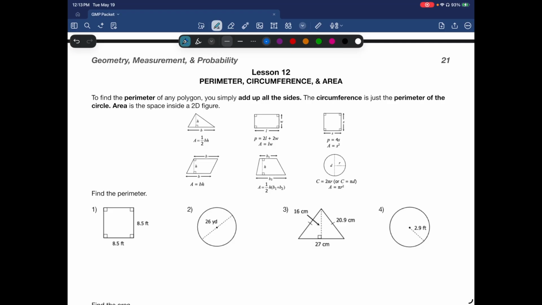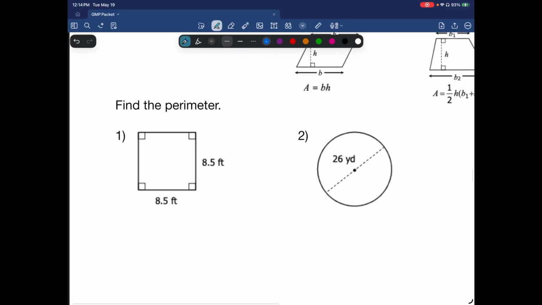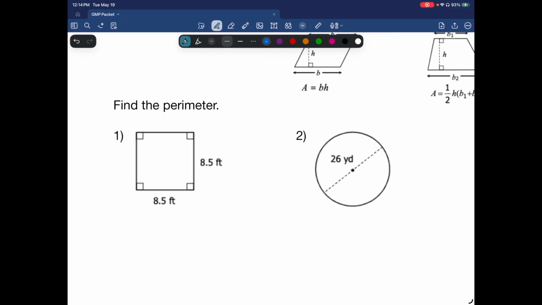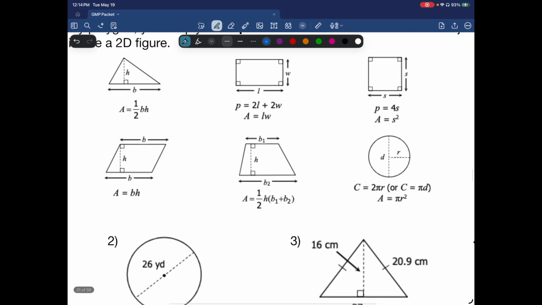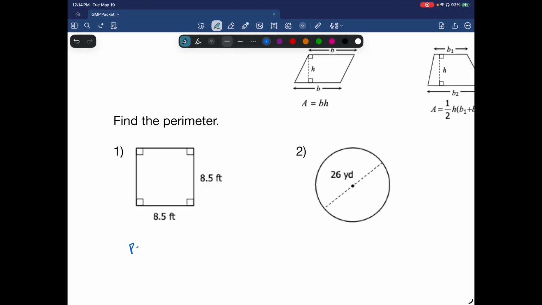All right, here's all the formulas right here. You got the area of a triangle, rectangle, square, parallelogram, trapezoid, and a circle. Perimeter, area. All right, so first of all, on number one, as you can see from a square, it's just 4 times the side because all the sides are the same. So the perimeter is just going to be 4 times 8.5, right? And that's going to be 34 feet. All right, so when you're just adding up all the sides, your units don't change.